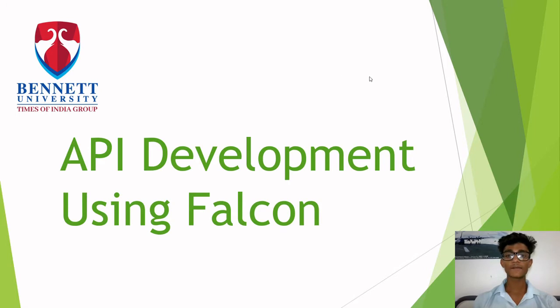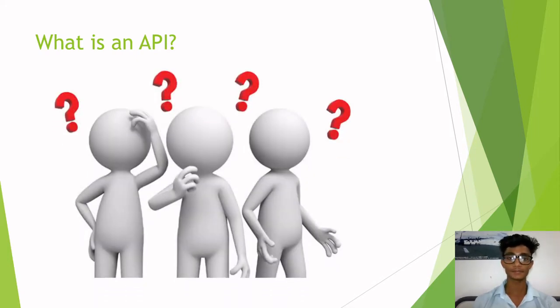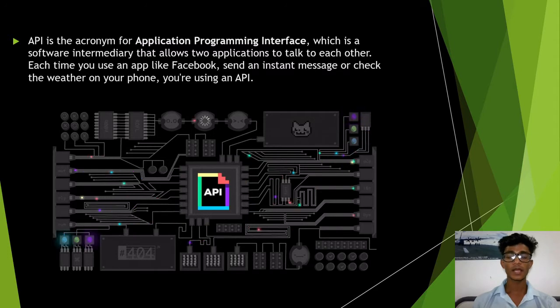Today I'm going to tell you about API development using Falcon. So first things first, let's understand what is API. What is the meaning of the word API? API stands for Application Program Interface, which is a software intermediary that allows two applications to talk to each other.